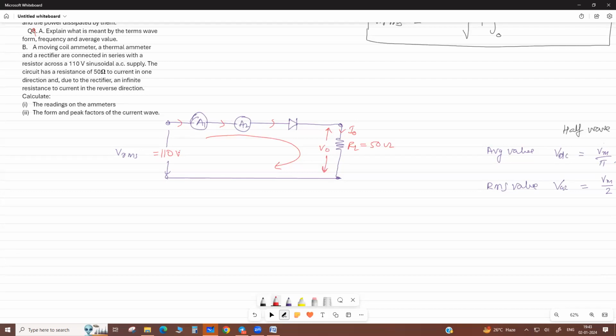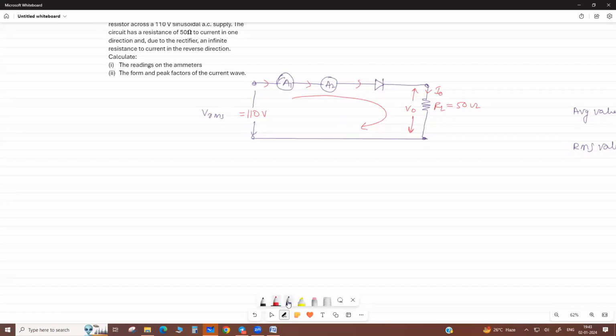Now we calculate the diode. This is a PMMC type instrument, and this is a thermal type emitter. Now you know this measures the DC value. DC value means average value. And the thermal one measures the RMS value, root mean square value.